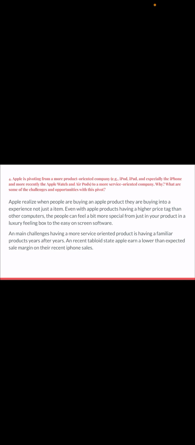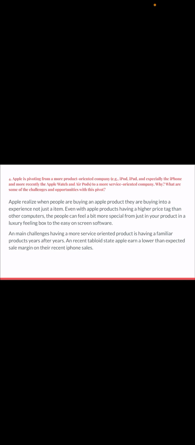Question 4: Apple is pivoting from a more product-oriented company to a more service-oriented company. Why, and what are some of the challenges and opportunities with this pivot? Apple realized that when people are buying these products, they are buying into an experience, not just an item. Even with Apple products having a higher price tag than other computers, these people can feel a bit more special with their products in a luxury-feeling box or easy on-screen software.